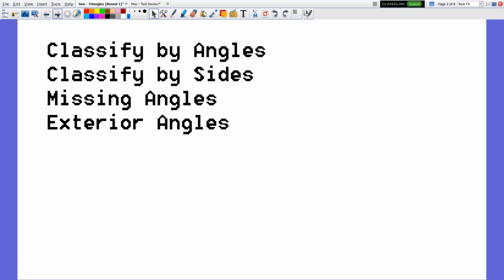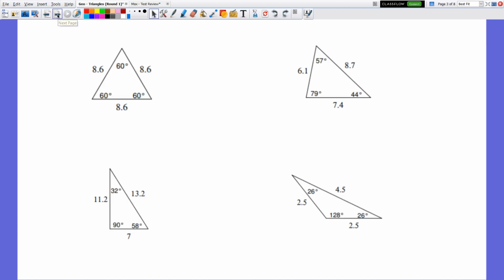The thing that you're getting into is classifying by angles, classifying by sides, finding missing angles, and using exterior angles and supplementary angles to find the missing angle of a triangle, as well as algebraically solving for another angle or a variable. I really wanted to start off with the vocabulary that you're going to need.